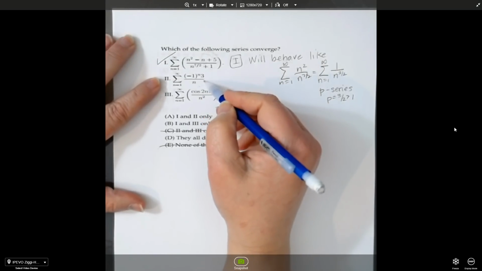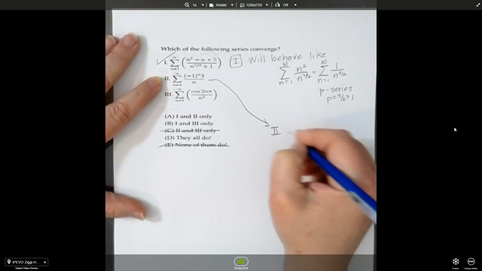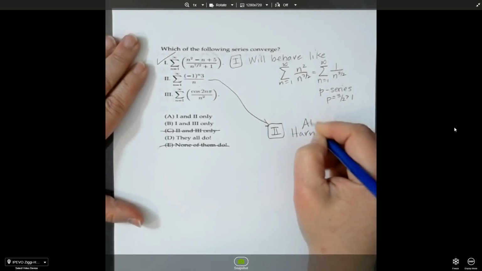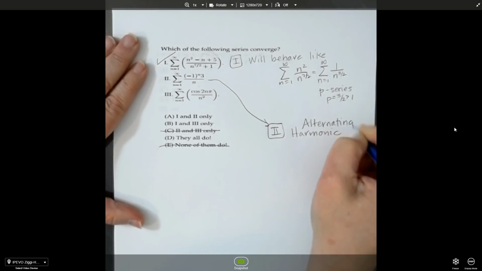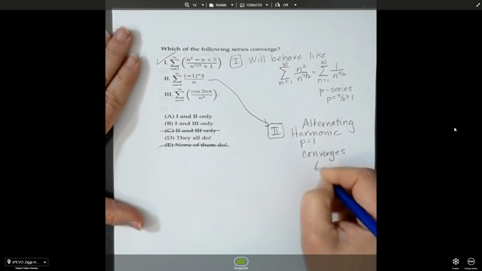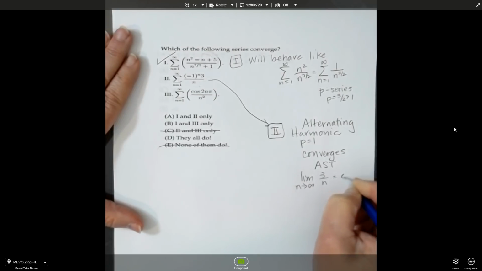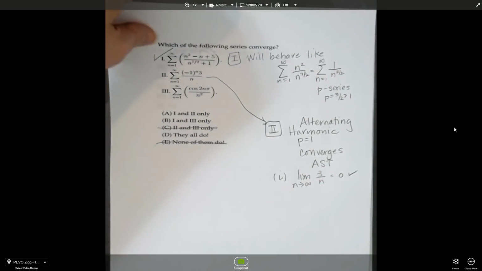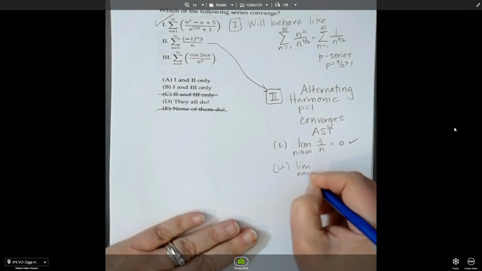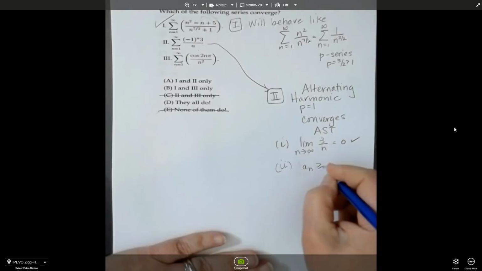Now this one, I hope you notice right away, is an alternating harmonic. And I hope that you will memorize that the alternating harmonic, which means p equals 1, converges by the alternating series test. Because is the limit as n goes to infinity of 3 over n equal to 0? The answer is yes. And are the terms getting smaller? a sub n greater than or equal to a sub n plus 1.